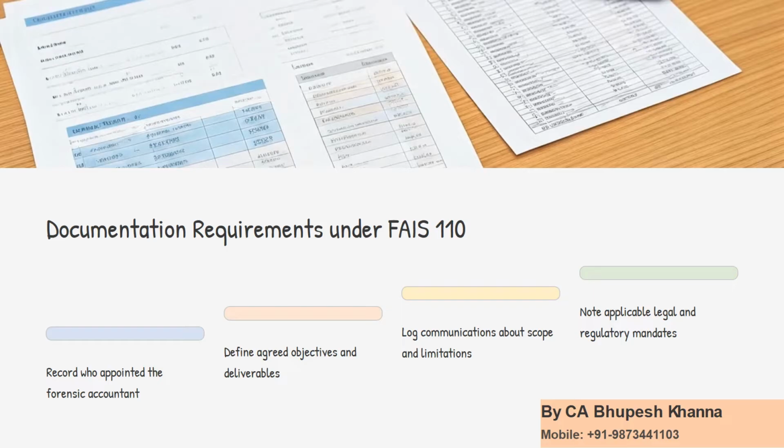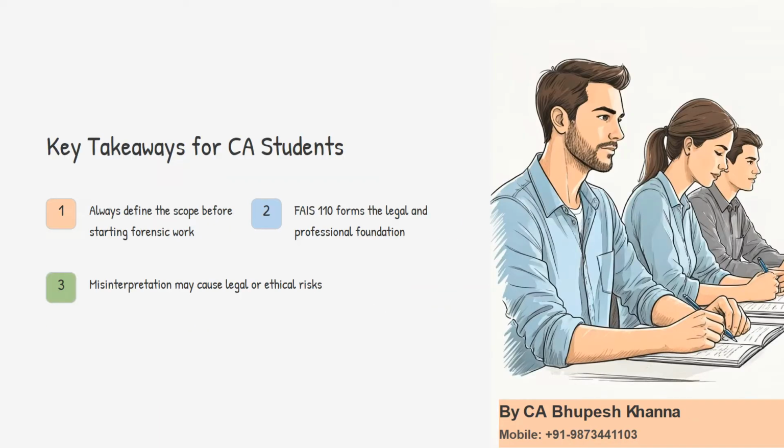Next are the requirements of documentation under FAIS 110. The forensic accountant must maintain documentation on who appointed them and under what authority, the agreed-upon objectives and deliverables, communication with the client regarding scope and limitations, and legal or regulatory mandates, if any.